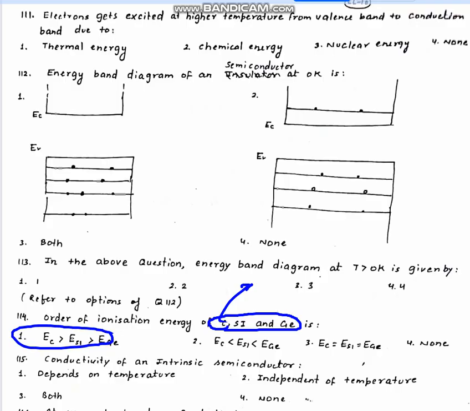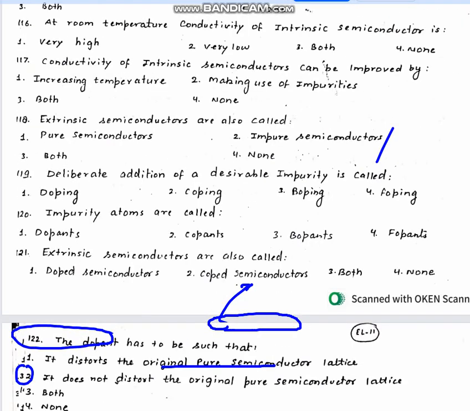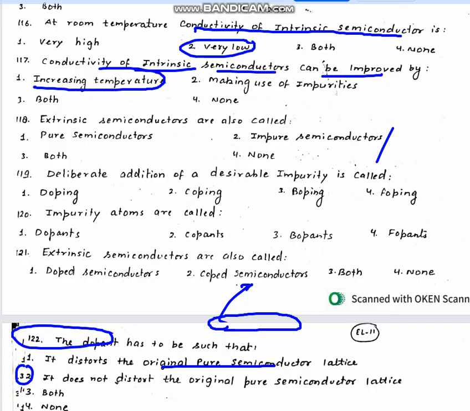Next is conductivity of an intrinsic semiconductor. Depends on temperature, independent of temperature. Yes, so conductivity of an intrinsic semiconductor depends on temperature. First one will be correct over here. Next is at room temperature, conductivity of intrinsic semiconductor. This is very low. Second is correct. Next is conductivity of intrinsic semiconductor can be improved by one of the ways to increase the temperature. Another is to use certain impurities. So both are correct. So third will be correct here.